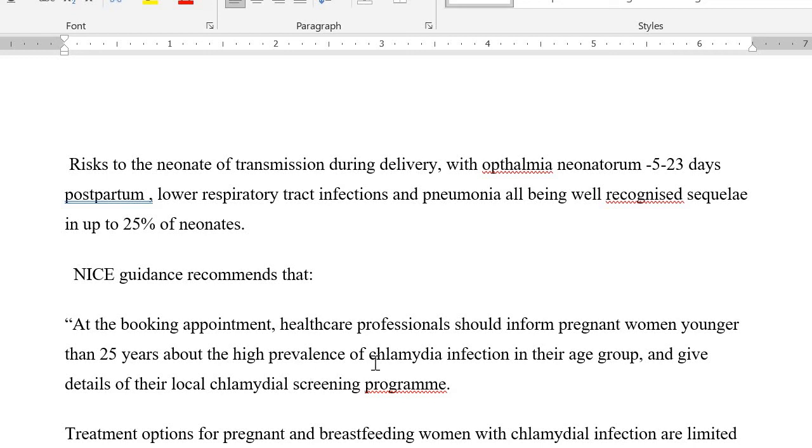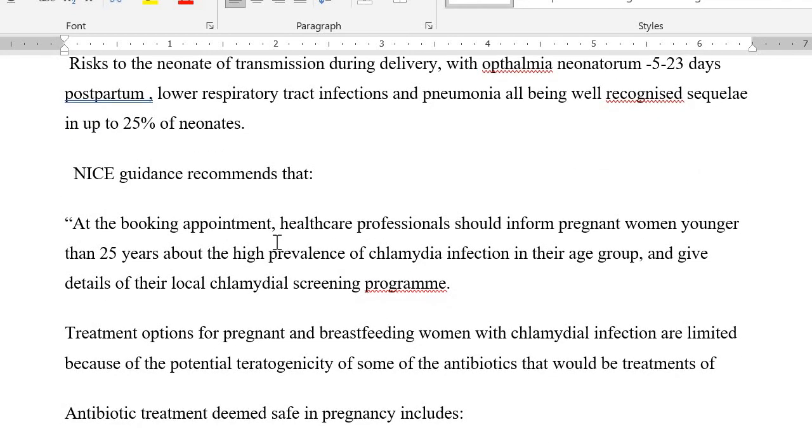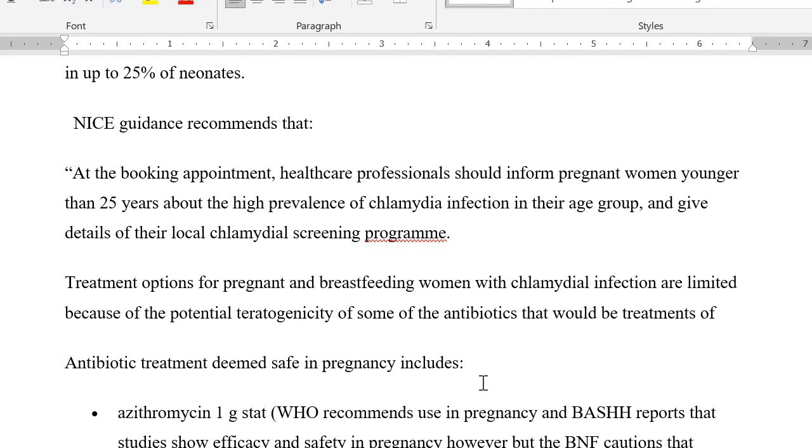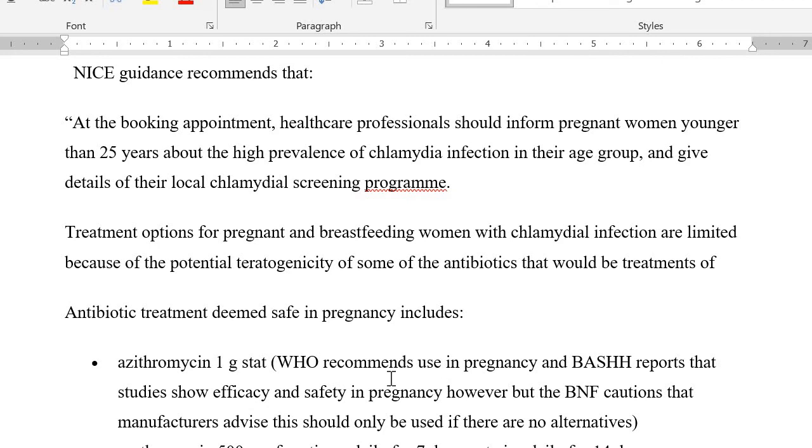NICE recommends that at the booking appointment, we should pay attention to the people. We should assess what their risk of having these infections is, and if they're younger than 25, screening should be done, and the details of the program should be given. Treatment options for pregnant and breastfeeding women with chlamydial infections are limited because of the potential teratogenicity of some of the antibiotics, so how should we treat them?